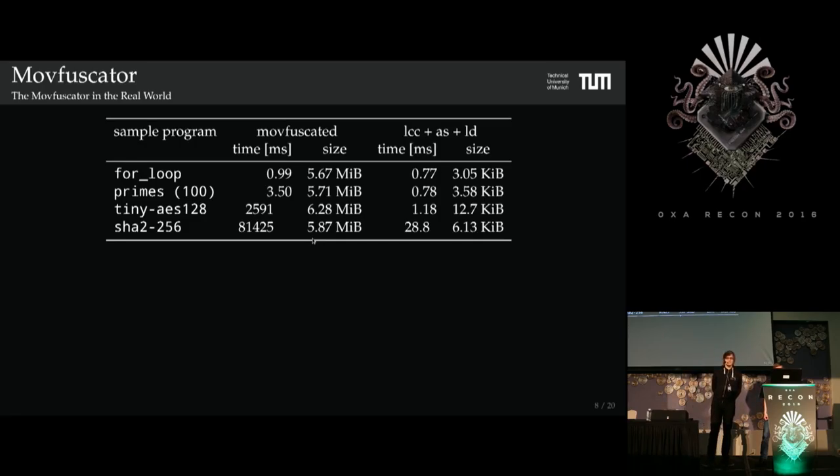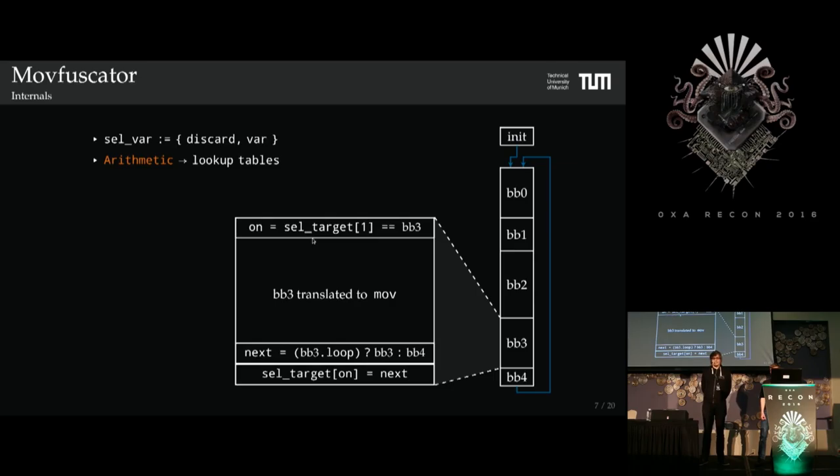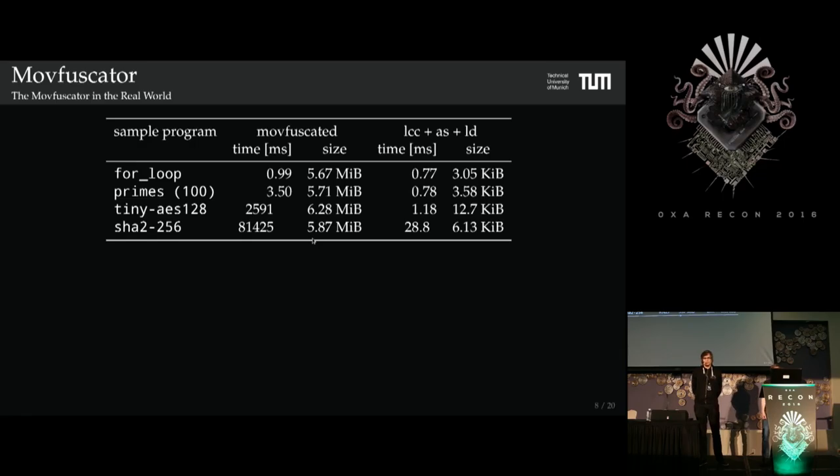If we look at some statistics here, on the right-hand side we have vanilla compiled programs, and on the left-hand side we see the Movfuscated versions. We can see that program sizes increase dramatically by a factor of up to almost 2,000. Note that's kilobytes versus megabytes. Execution times are also quite awful, because that loop has to be executed over and over again. The SHA-256 example, which just hashed 10,000 bytes, took a factor of almost 4,000 times longer than the original version.